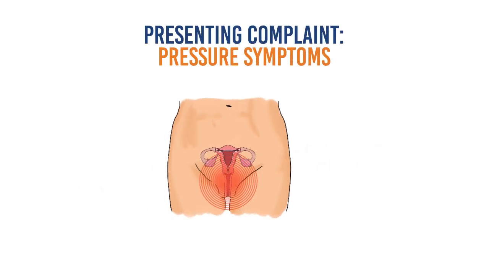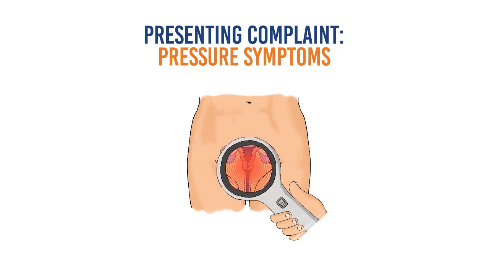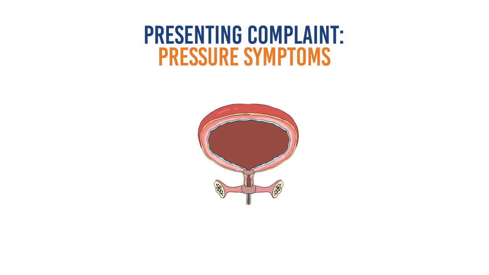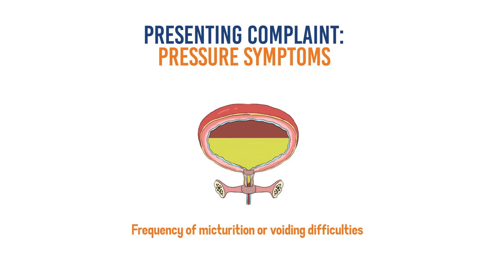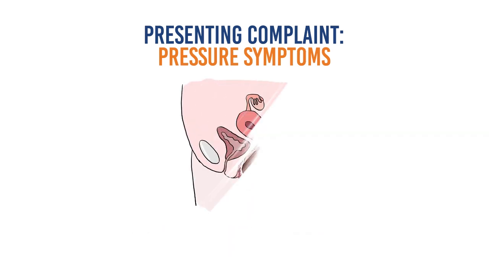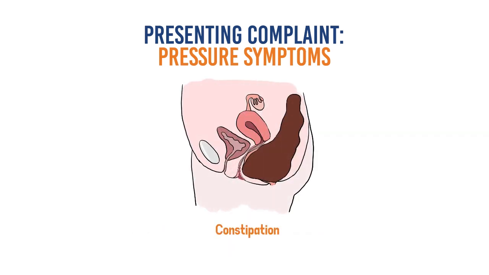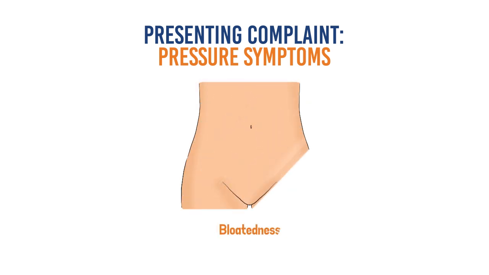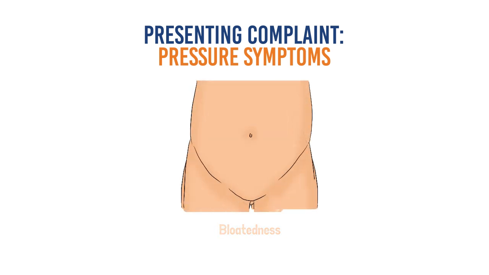Pressure symptoms may be caused by a mass or growth pressing on other organs. When that happens, it can cause urological issues like frequency of micturition or voiding difficulties, or if the mass is pressing on the bowel, it could cause constipation or bloatedness. General heaviness is experienced in the abdomen or pelvis.